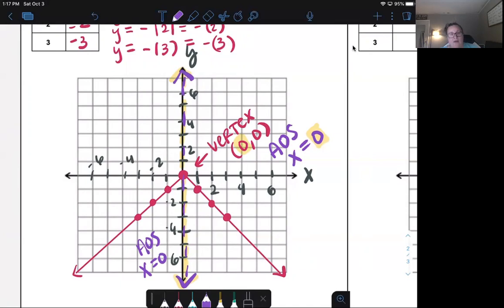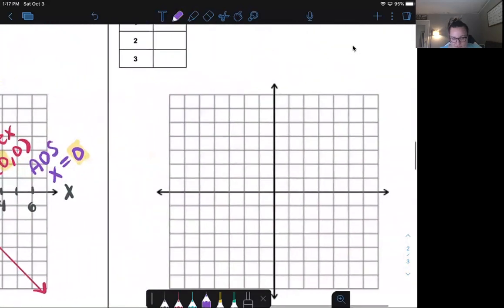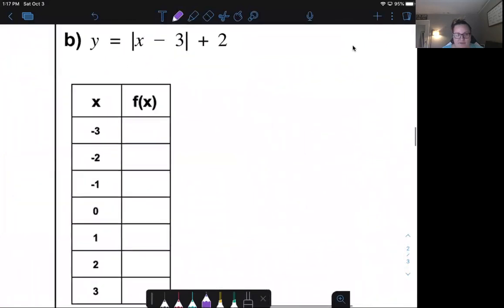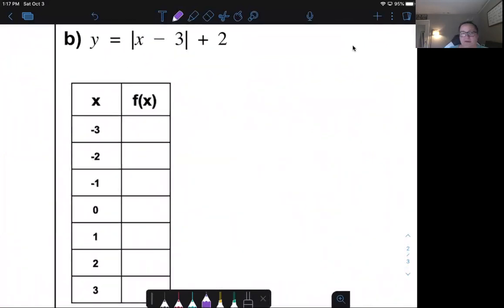There we go. All right, why don't you go ahead and try to graph one on your own? So again, you're going to use a table of values. So graph y equals the absolute value of x minus 3 plus 2. Plug these x values in, see what kind of points you get, and then plot those points on your graph. Don't forget to label your graph.